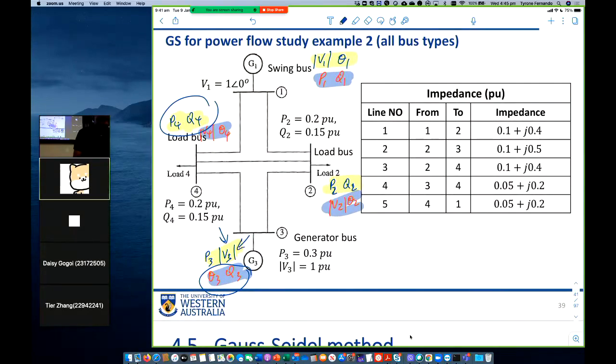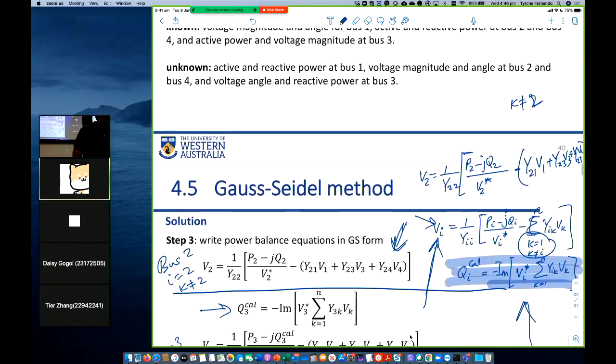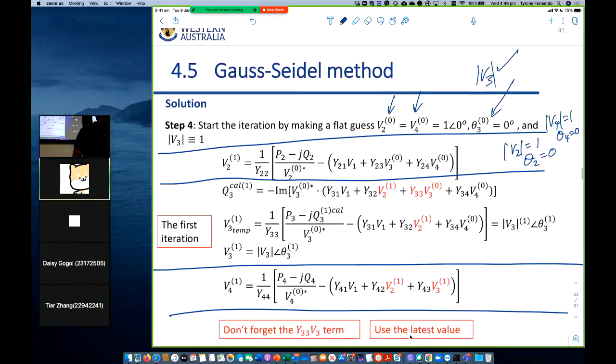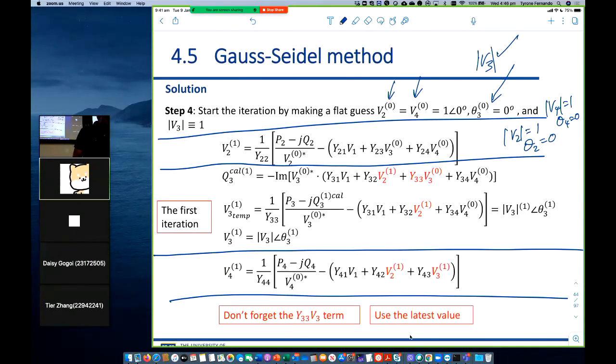We know this value, so we don't need to guess it. So this is our flat start. Things that we don't know, we have to make a guess. So now we calculate V2 based on this equation. We plug in the values. Everything on the right hand side is known.